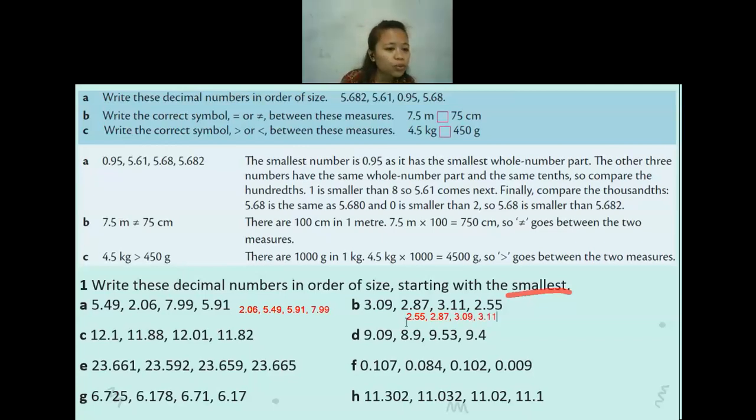Now let me talk to Alvin. Can you tell me what is the answer in question C? Yes, question C. 11.2, then 11.82. After that, 11.88. After that, 12.01. So the last one is 12.11. Thank you.